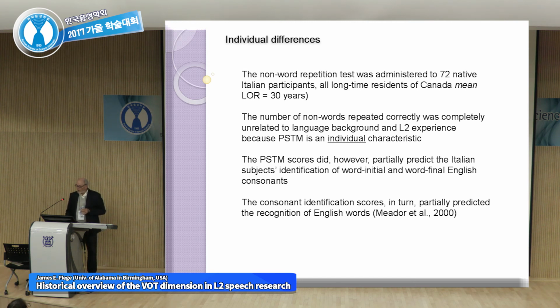The number of non-words repeated correctly was completely unrelated to language background and L2 experience, because phonological short-term memory is an individual characteristic. The phonological short-term memory scores did, however, partially predict the Italian subjects' identification of word-initial and word-final English consonants. These consonant identification scores, in turn, partially predicted the recognition of English words.